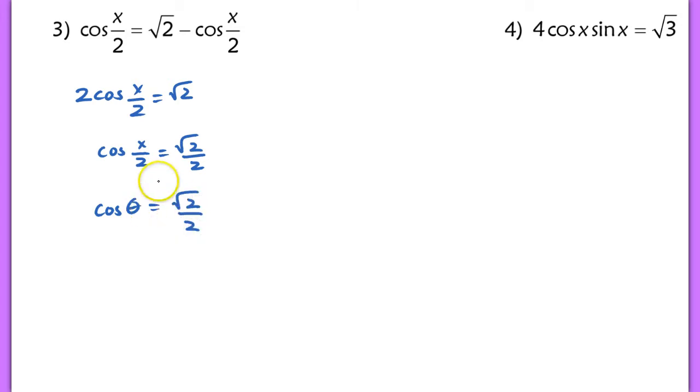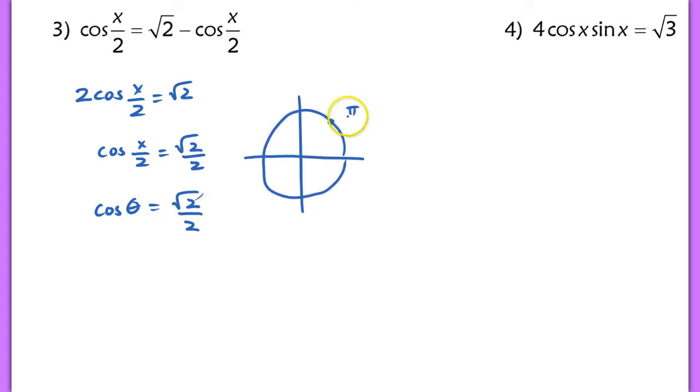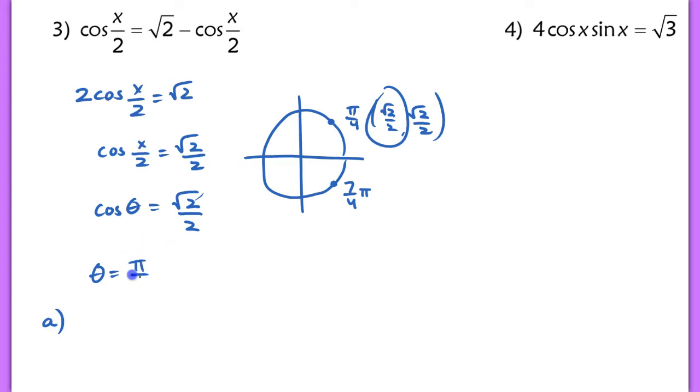So I'm looking at this equation here, which I can think of equivalently as the cosine of theta equaling root 2 over 2. So the cosine of theta is equal to root 2 over 2 in the first quadrant, right? So you've got your pi over 4 here at root 2 over 2 comma root 2 over 2. So the cosine here is going to be root 2 over 2. Now it's also going to be positive root 2 over 2 in the fourth quadrant here at 7/4 pi. So we have theta equaling, to answer part A here, well, kind of partially answering part A, pi over 4 plus 2 pi n, and 7/4 pi plus 2 pi n.